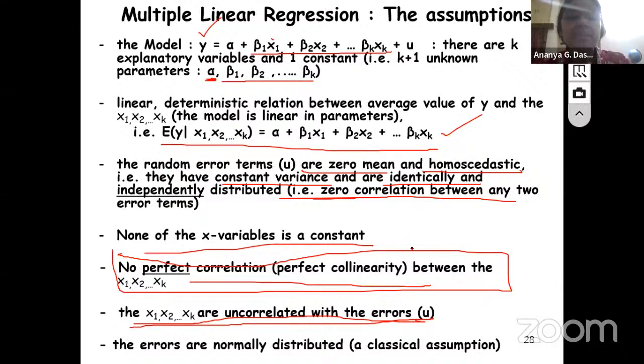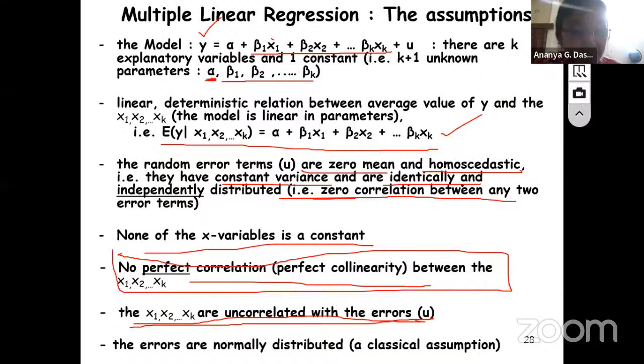What is homoscedastic? I'll come to what homoscedastic means before I end this session. But let me just stress this, that there is no perfect correlation between the x's. That's one of our assumptions, and this assumption was earlier not there because we had only one x.